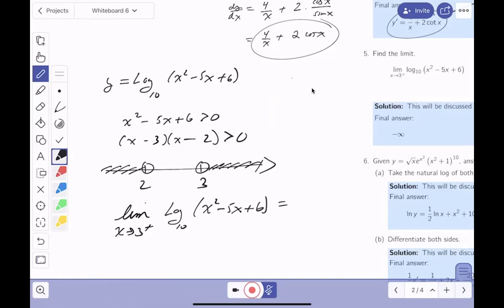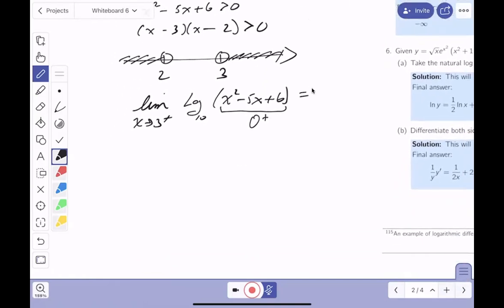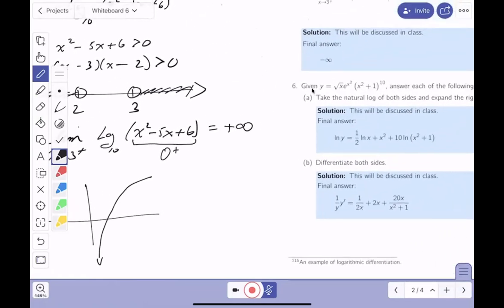What I'm going to claim is that the argument, when I approach 3 from the right, is approaching 0 through positive numbers. So this is actually approaching 0 from positive numbers, right? Now, I hope you realize what a log looks like over here. And when you approach 0 from the positive numbers, this would go off to plus infinity. All right, that's the limit of it.